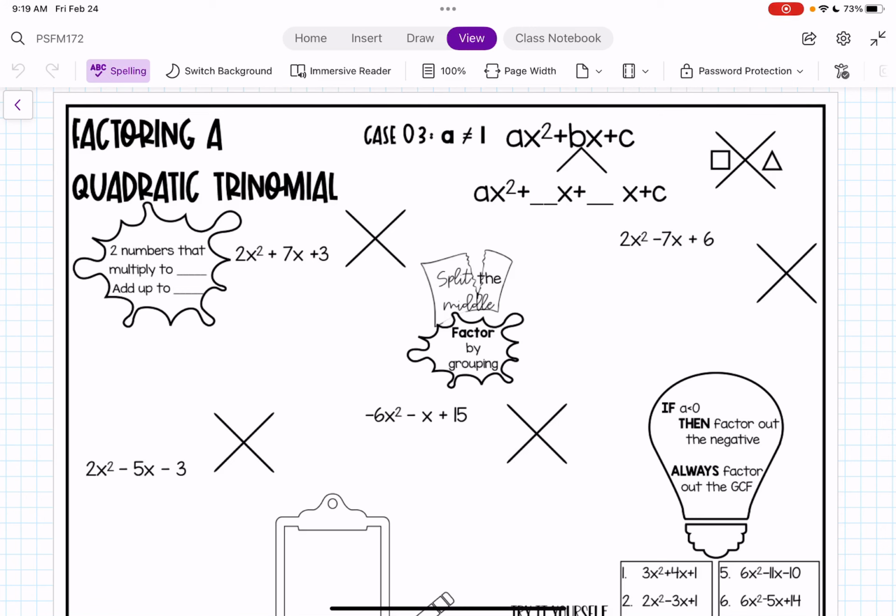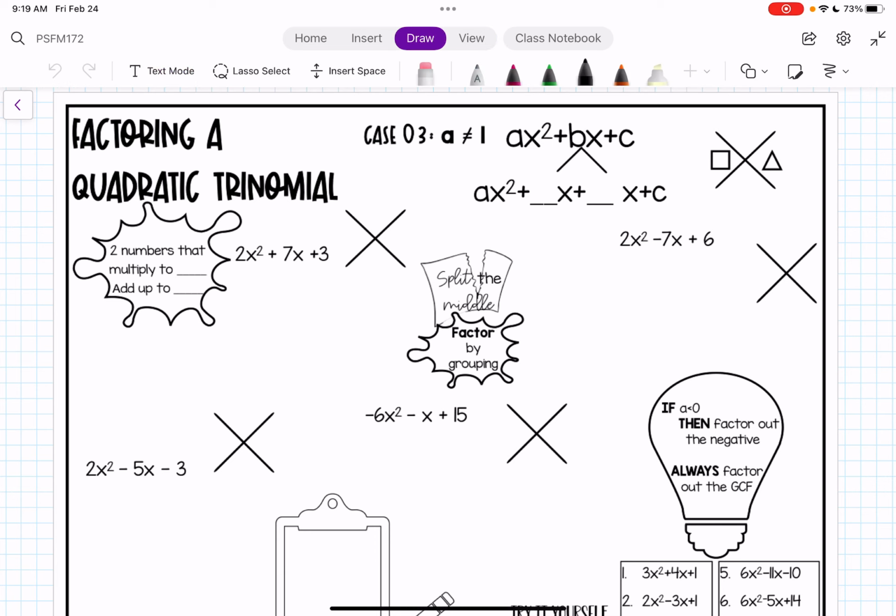Today we're going to be looking at factoring a quadratic trinomial where a is not 1. If we look back to what we remember quadratic trinomials to be, we will have ax squared plus bx plus c. And in our x puzzle, we are going to look for a number that multiplies to ac and adds up to b. And those two numbers go in this spot here.